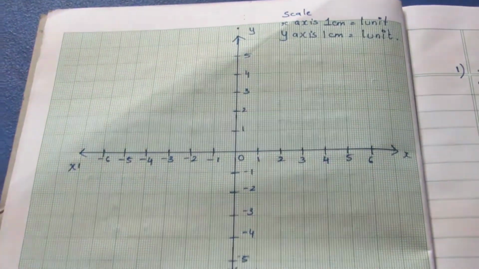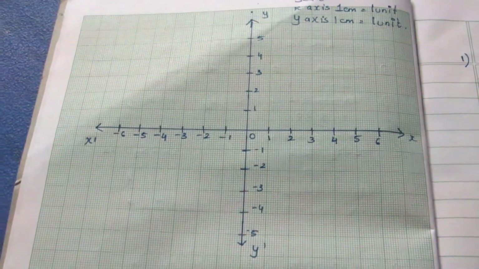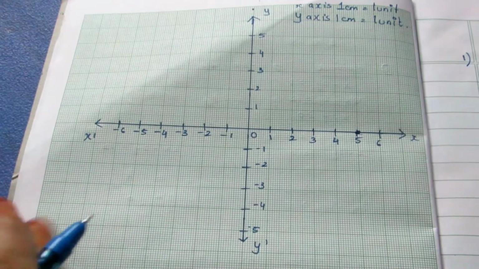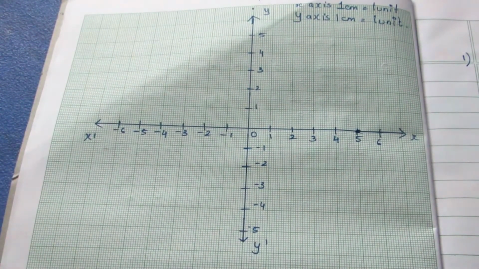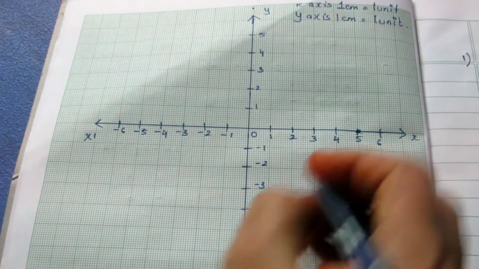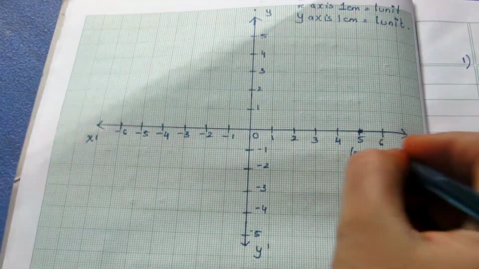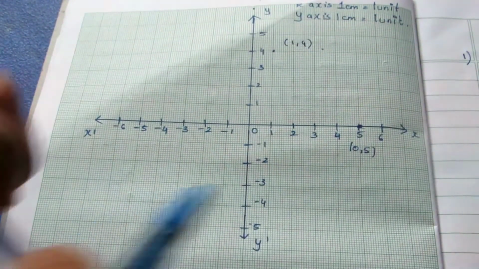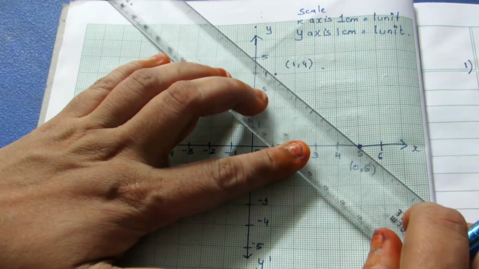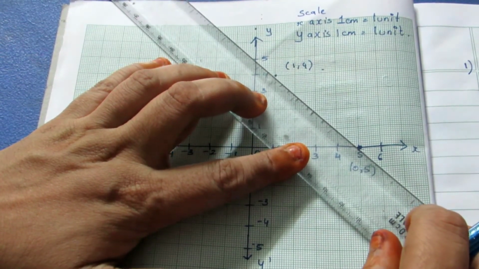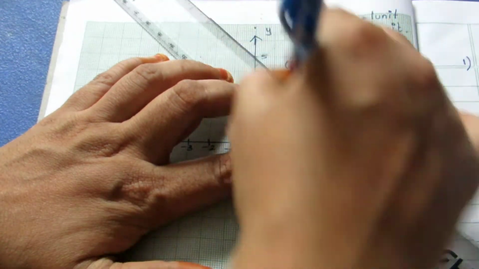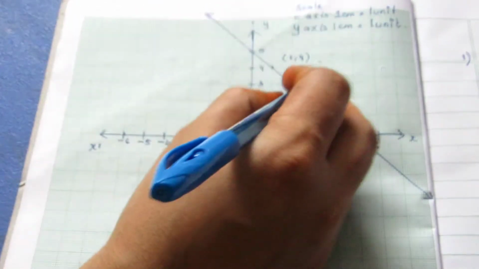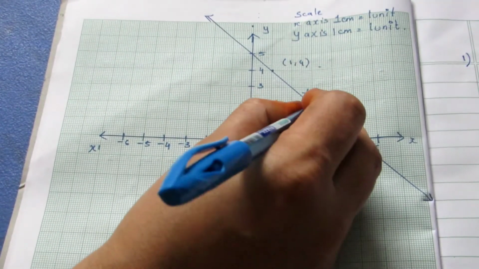So let us plot the points in the graph. (0, 5) is over here. I have marked it in pen because it will be easy for you to view, but you need to do it in pencil. So (0, 5) is here. Now (1, 4) is here. Join these two points, (0, 5) and (1, 4). This is my line of the equation x plus y is equal to 5.